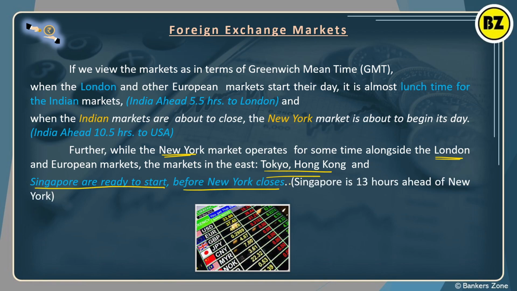What do I mean by that? Simply, Singapore is 13 hours ahead of New York. So when Singapore starts before New York closes, it means Singapore is 13 hours ahead of New York. That's why we can say, see, these are not important from the exam point of view, but you should understand why this forex market is 24/7. Why? Because there are different time zones in the world. This is given in your book, that's why I have taken it here.